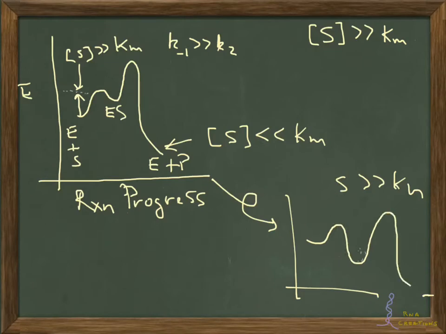So effectively, the reaction is starting from here, from the ES complex, and going to E plus P. So what you're measuring is the reaction of the ES complex. Whereas over here, when the substrate concentration is low, you're measuring the reaction from E plus S to E plus P. They're two really different things.